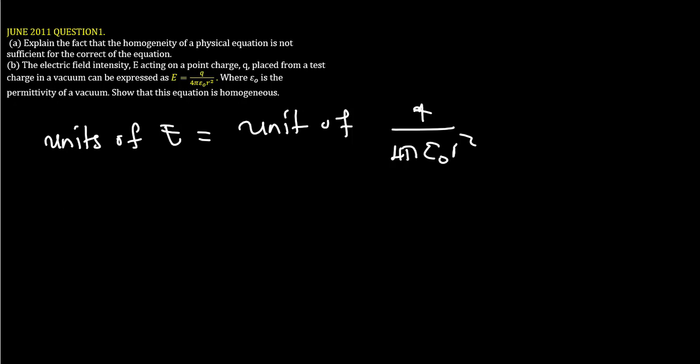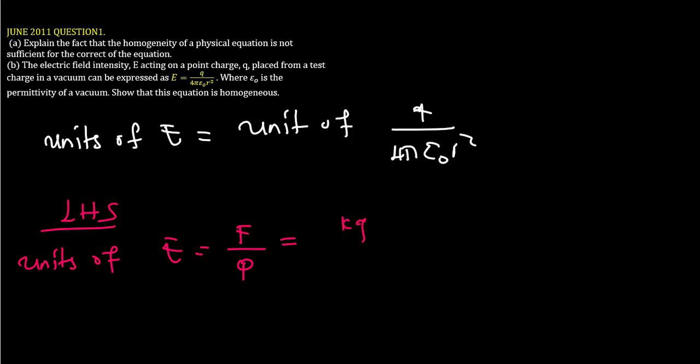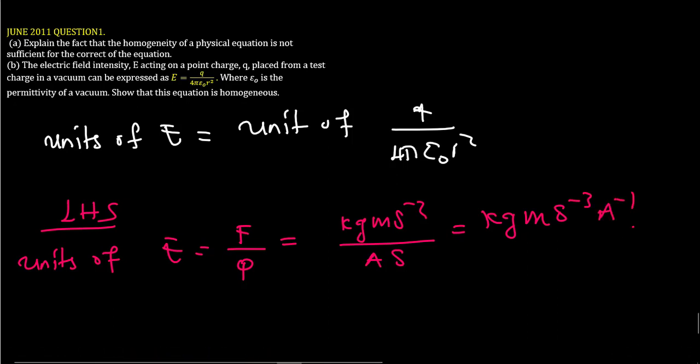Let's begin with the left hand side. So the unit of the electric field strength E. The electric field strength is simply the force per unit charge experienced by a point charge. So we get that the force is MA, that's a kilogram meter per second squared, divided by the unit of charge, which is IT, that's the ampere second. And so it's simply the kilogram meter per second cube per ampere.